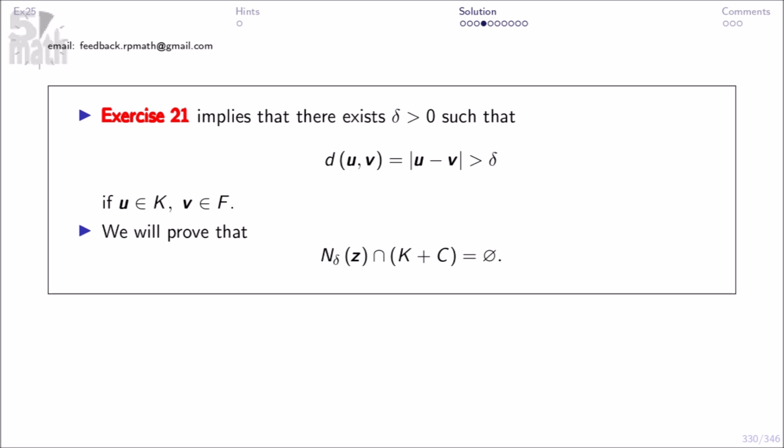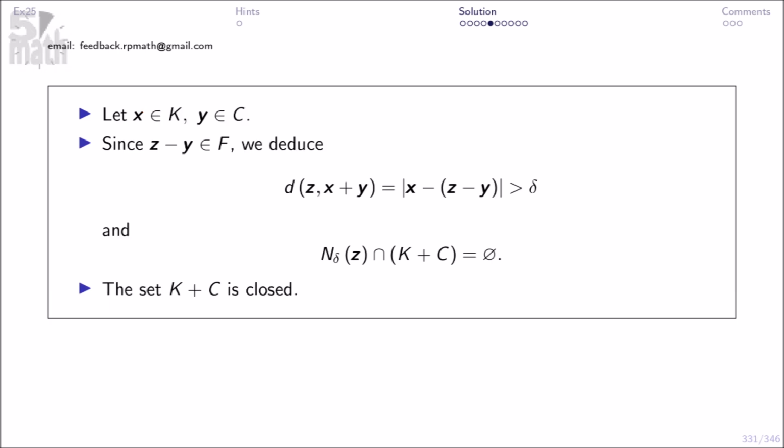Exercise 21 implies that there exists delta greater than 0 such that this, if u in K, v in F. We will prove that this. Since x in K, y in C, since x minus y in F, we deduce this and that. The set K plus C is closed.